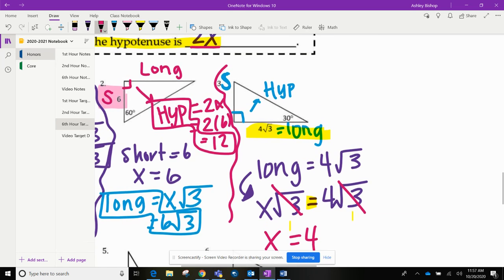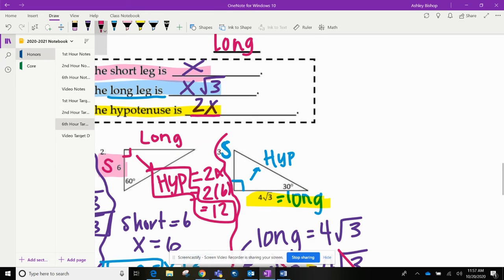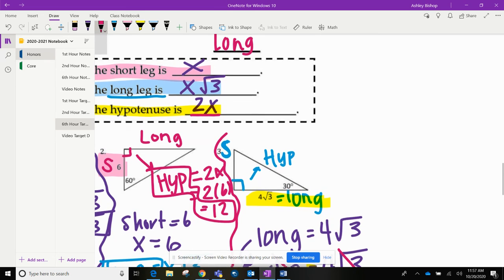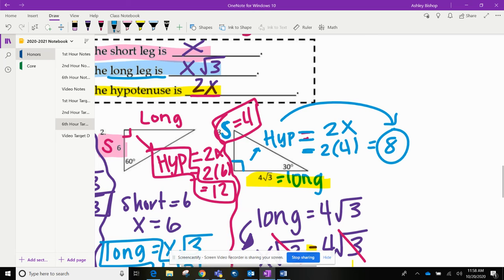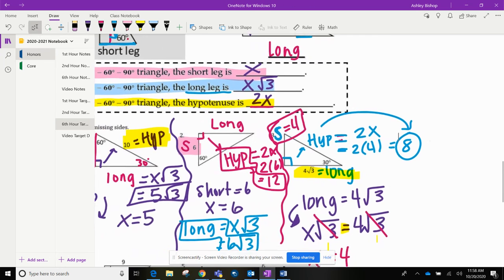Now find your other sides. I'm going to find my short side. I read the rule. In a 30, 60, 90, the short leg is equal to X. So I know that my short side is equal to 4 because that's what I got for X. So that's that answer. And then my hypotenuse is going to be equal to its rule. The hypotenuse is equal to 2X, but I know what X is equal to now. I know that my X is equal to 4, so my hypotenuse must be equal to 8. Alrighty. So those are different scenarios based on which side I give you.